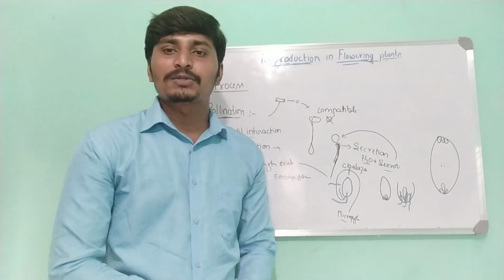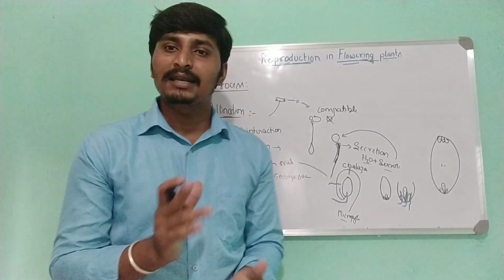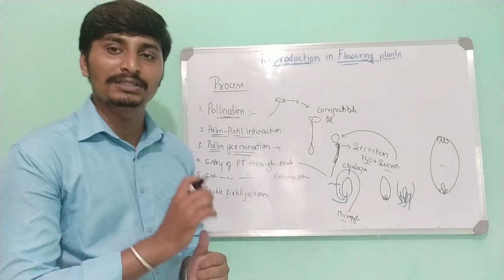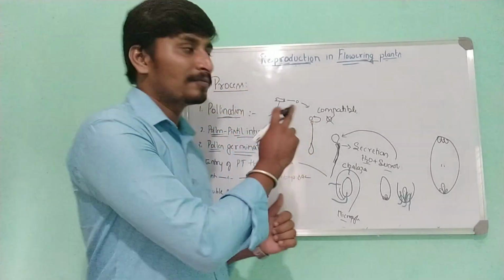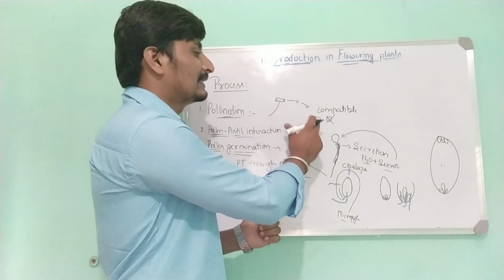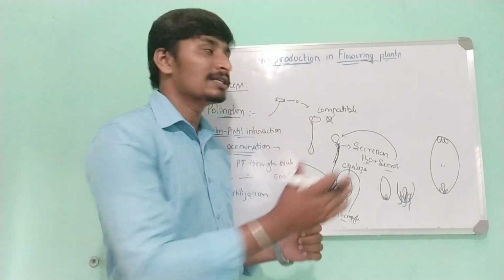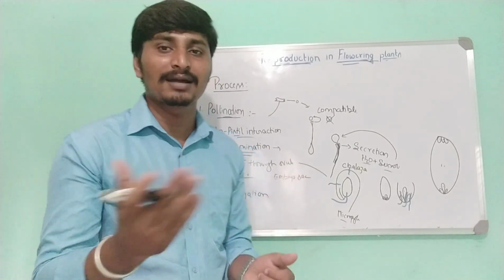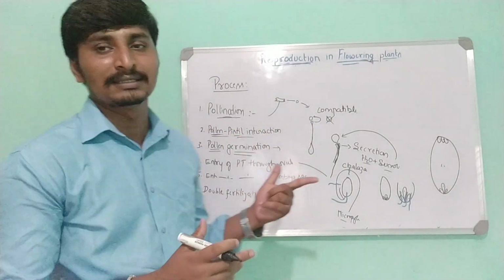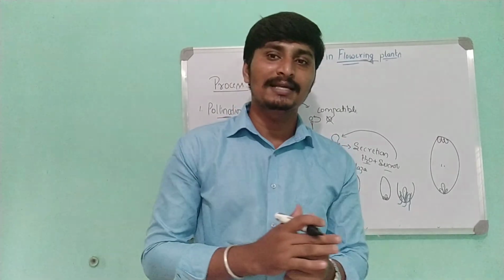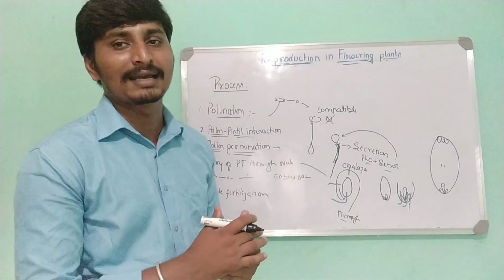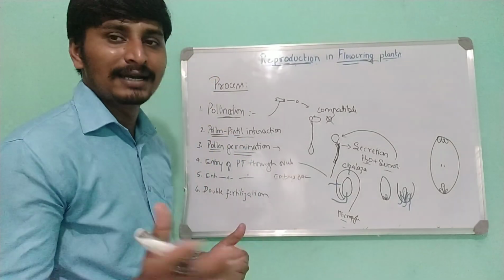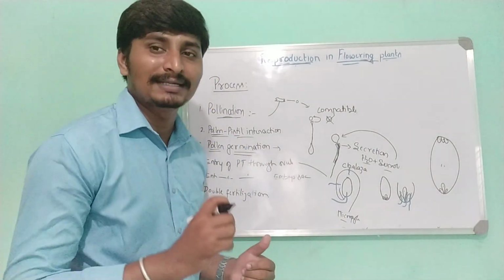Let me move on to the process of reproduction. The prerequisite is pollination. We know what pollination is. Pollination means the transfer of pollen grain from anther to the stigma of the same flower or another flower. Pollination can be done through various agents like wind, water, rain, humans, birds, insects, and so on. They are known as pollinating agents.